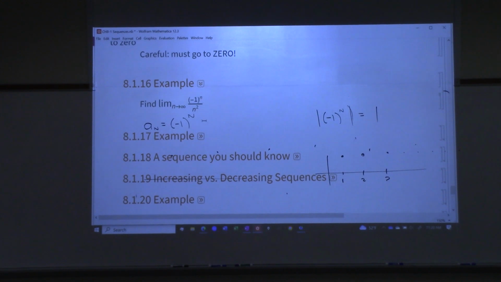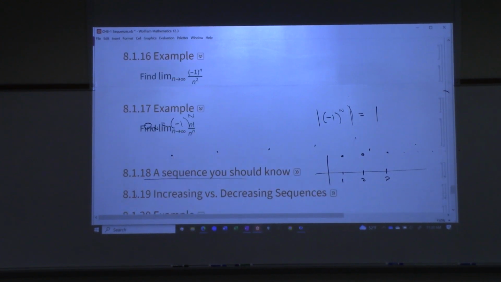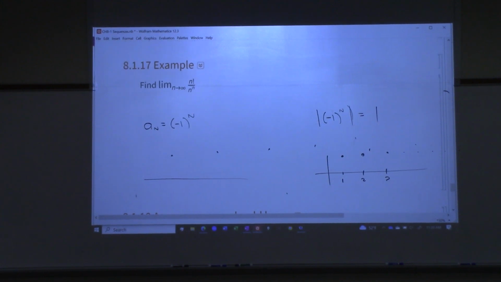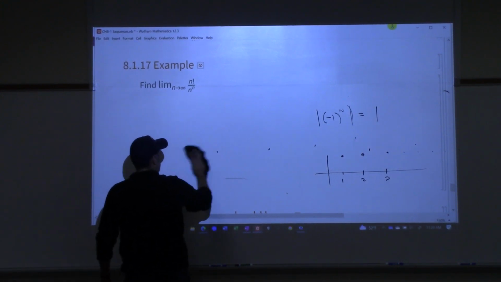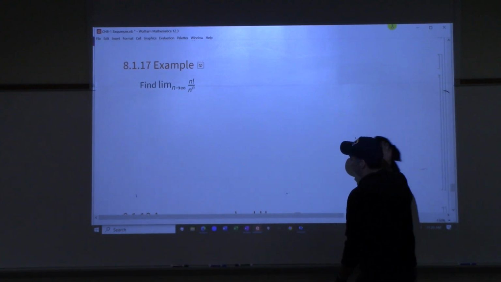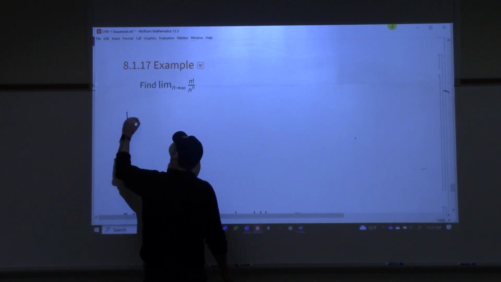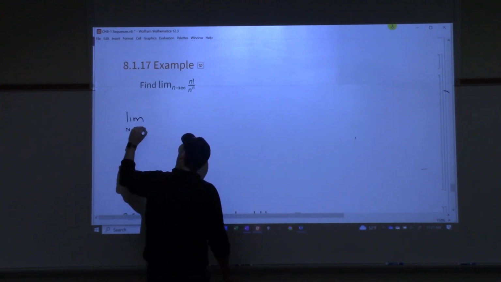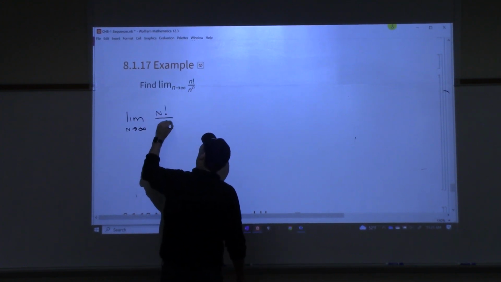All right, another example. The limit as n goes to infinity of n factorial over n to the n. I said that wrong at first. N factorial, we talked about that last time, gamma function, right?